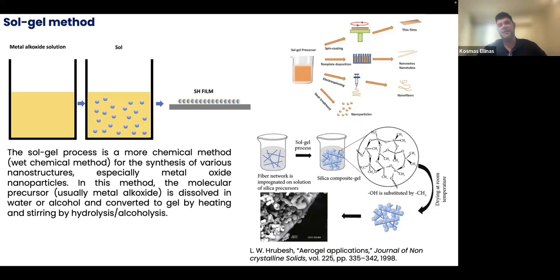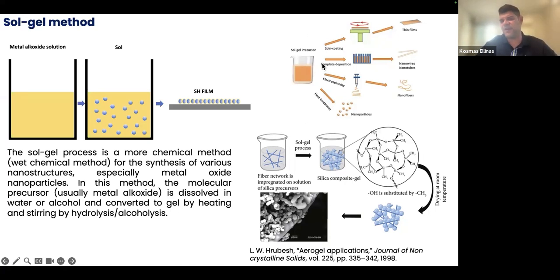Another chemical method to produce this kind of patterned or rough surfaces is the sol-gel method, which is a chemical method for the synthesis of various nanostructures, especially used for metal oxides and nanoparticles, metal oxide nanoparticles. In this method, we use a molecular precursor, which is the yellow thing you can see in the schematic, and is dissolved in water or alcohol, and it is converted to gel by heating or stirring.